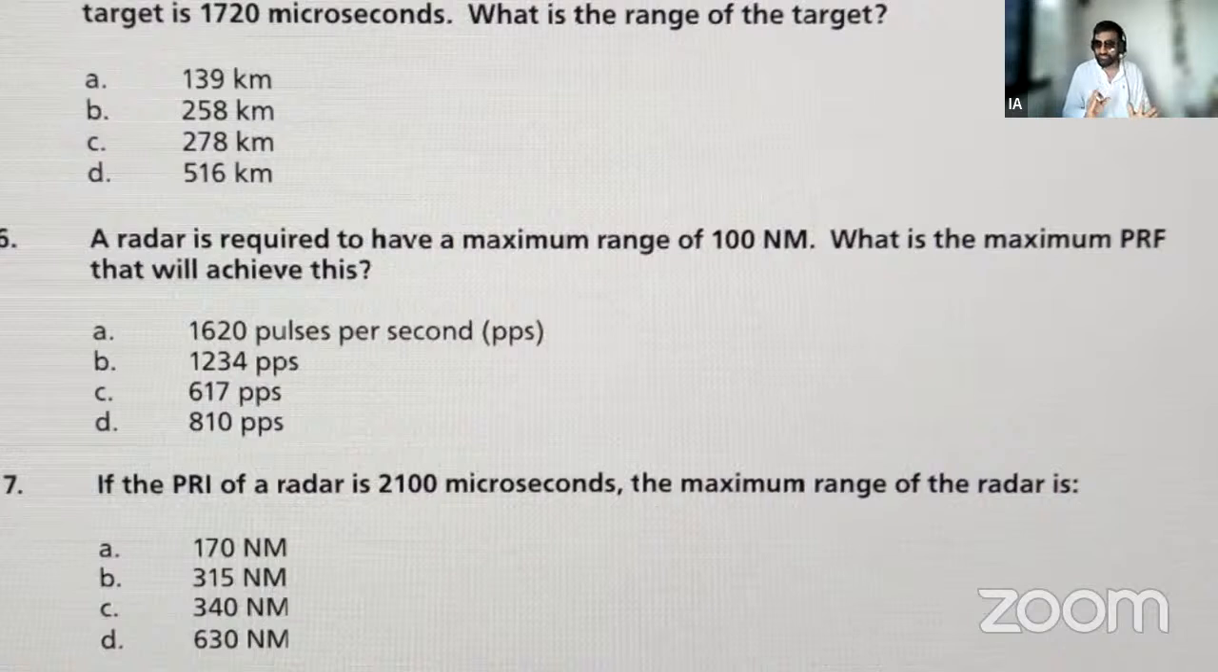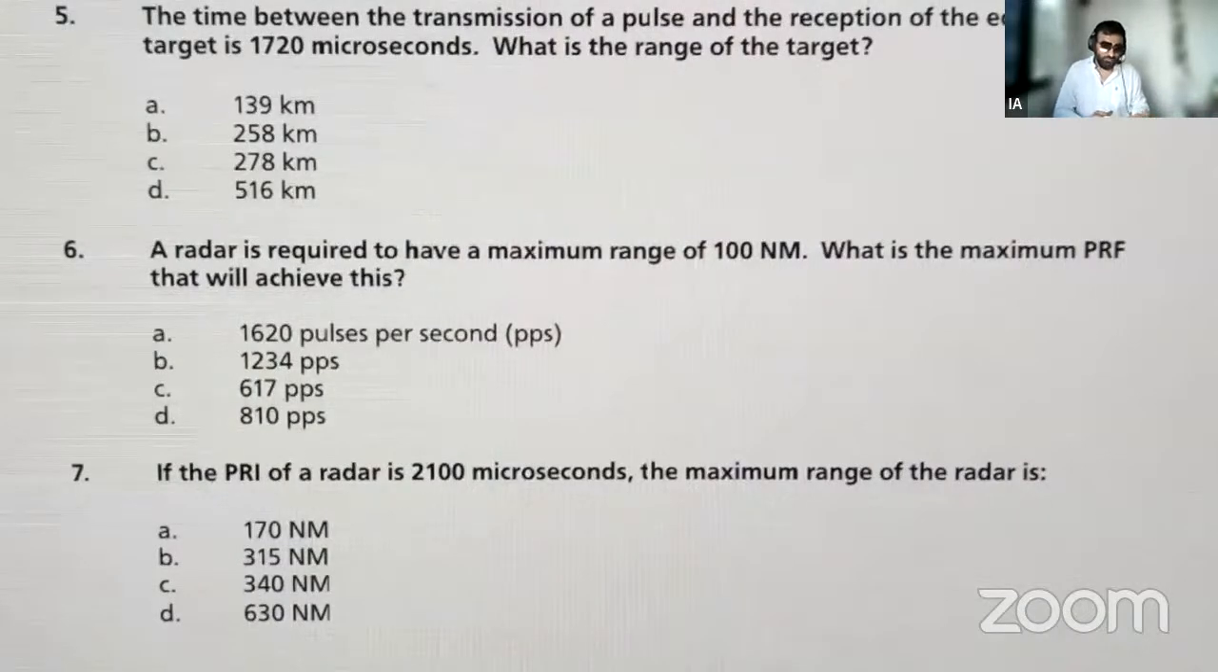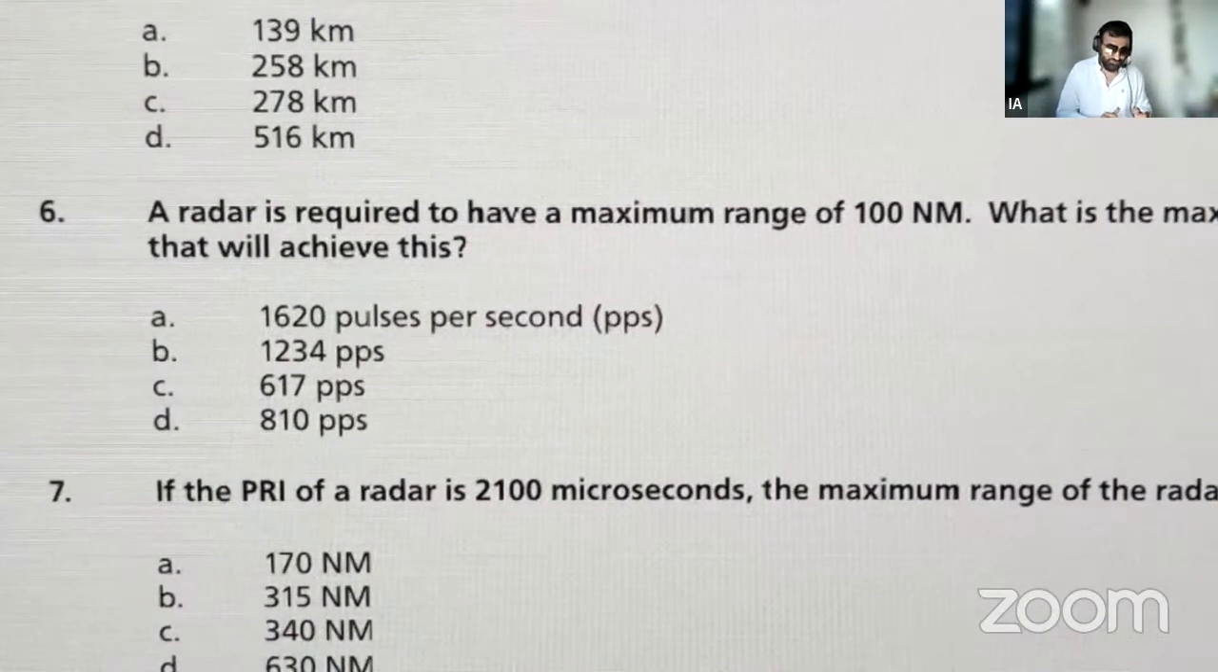PRI is pulse repetition interval, time between two pulses. PRF is the frequency of the pulse, at what frequency per second it is repeating. So we have to be very careful about our units. Please make sure you have written down question number 6. We'll see options. A is 1620 PPS, pulses per second. So the unit has to be second. Generally, we are given PRIs in microseconds, so we have to know that conversion also. Another option is 1234617 PPS. I hope you have the question.